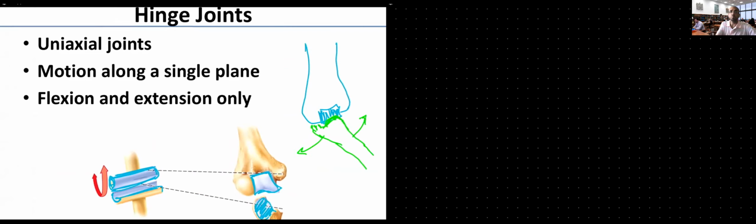So how many axes am I moving along? It's an angular movement, but this movement is along how many axes? Just one axis, which is the sagittal axis. So we classify the hinge joints as uniaxial joints. The movement they allow is taking place along a single axis.